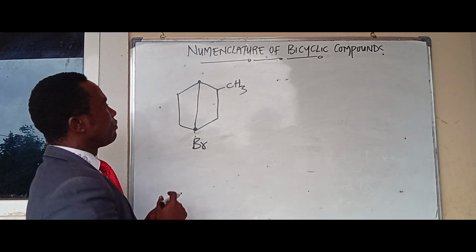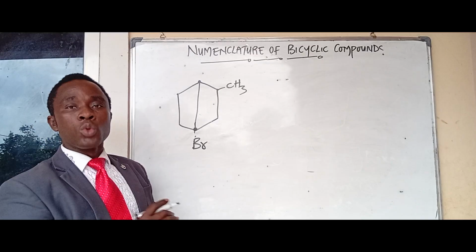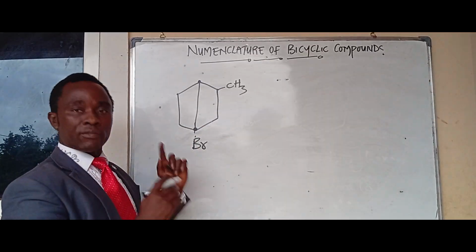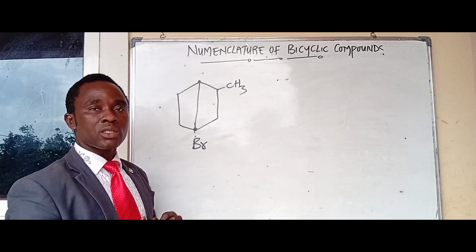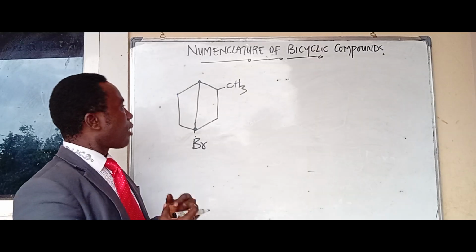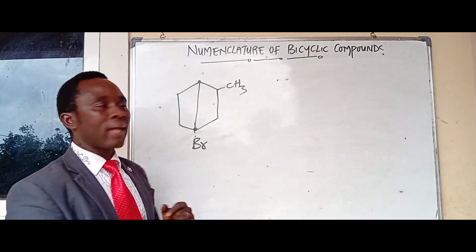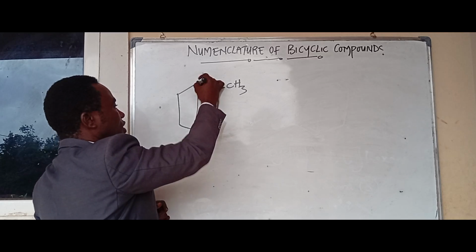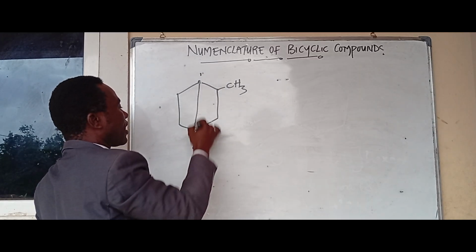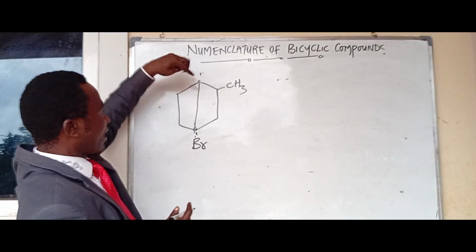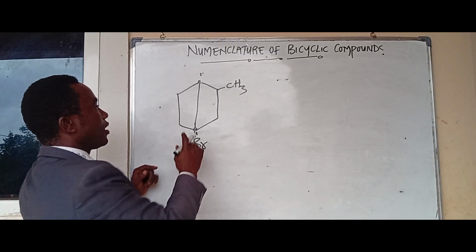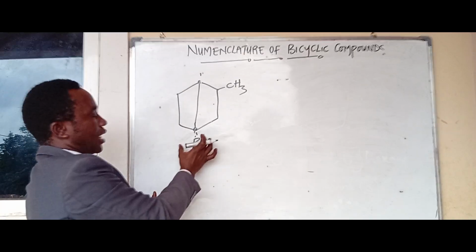Now, if I want to name this compound, anytime you want to name a compound with a substituent, you have to number that compound. Now, if we want to number a bicyclic compound, either of the two carbon bridges will take position one. Either this one is 1 or this one is 1.